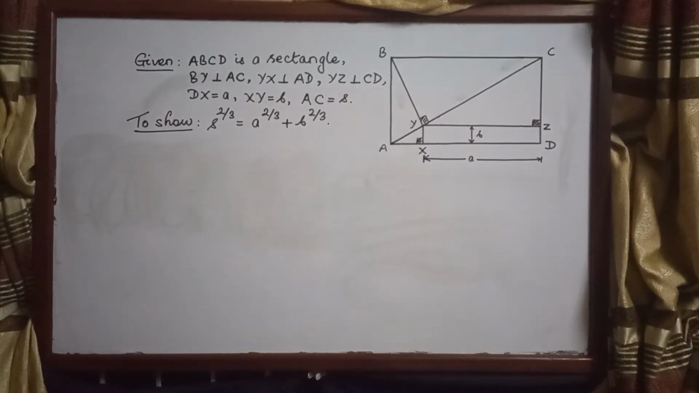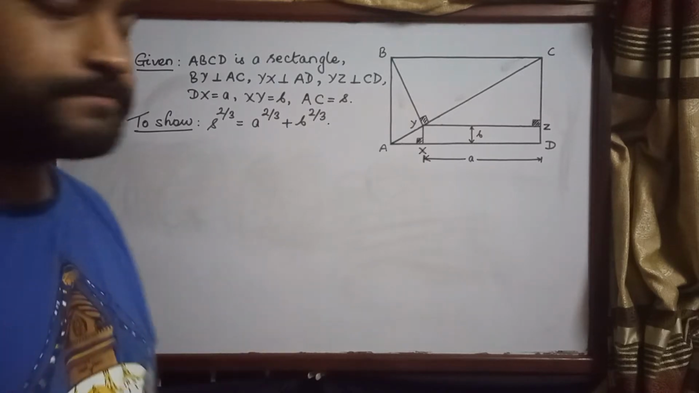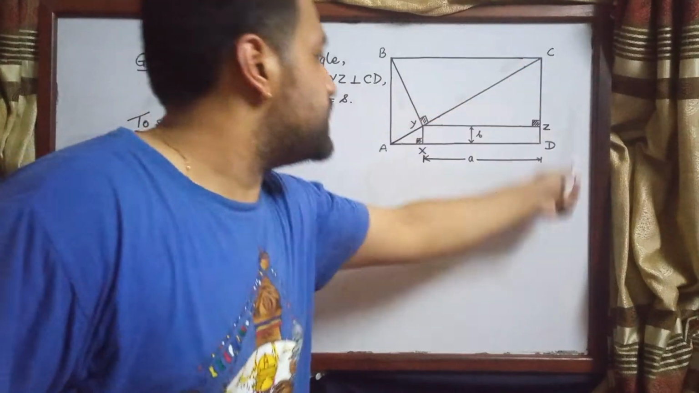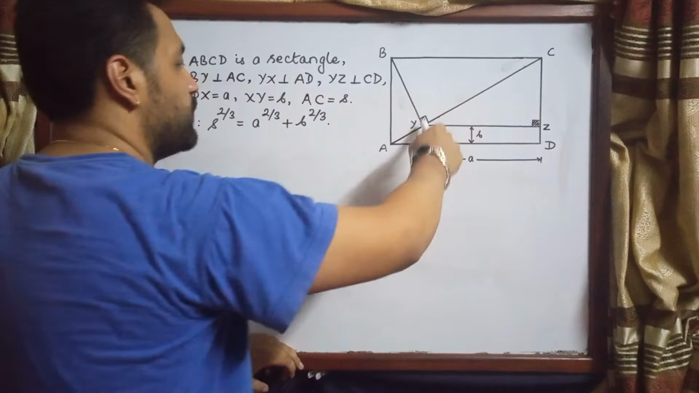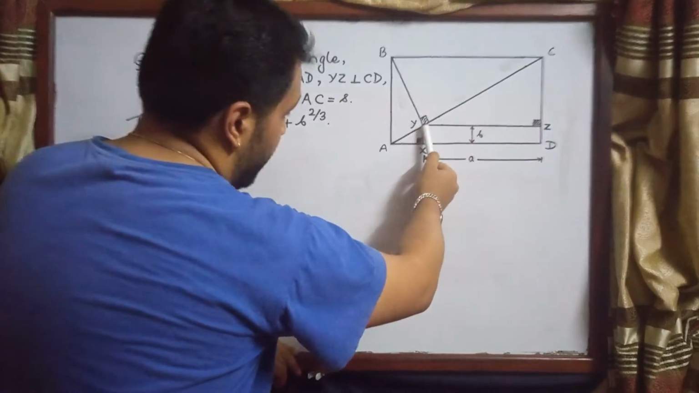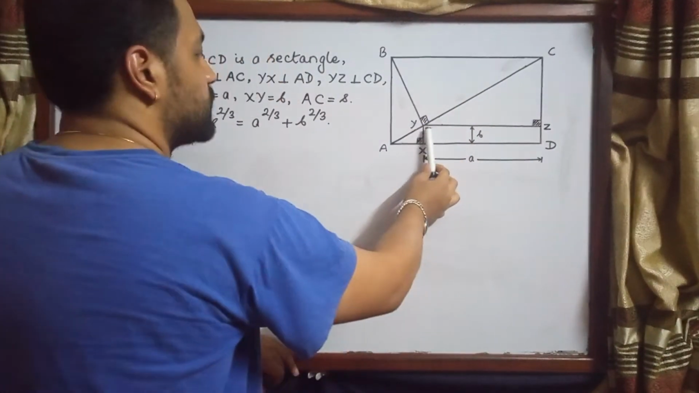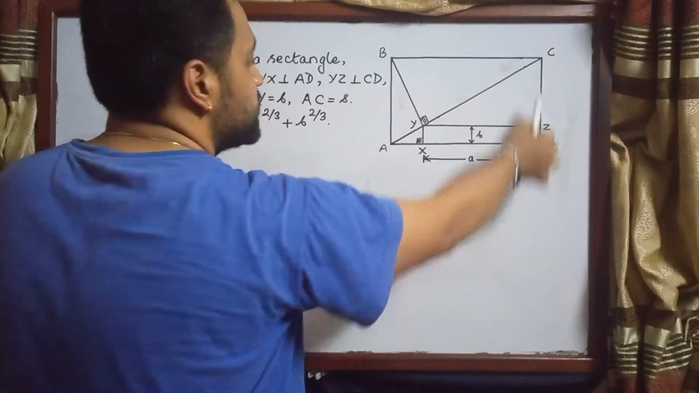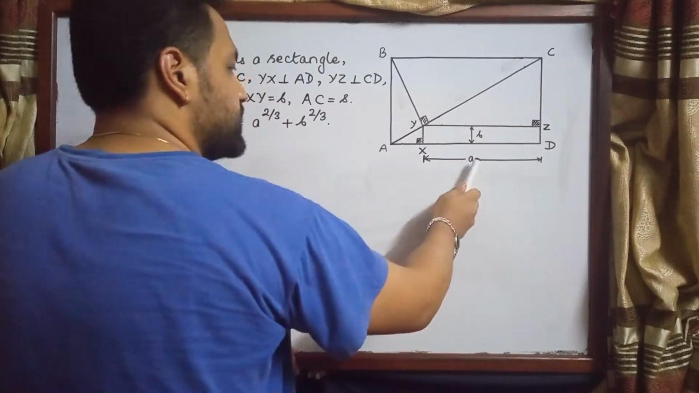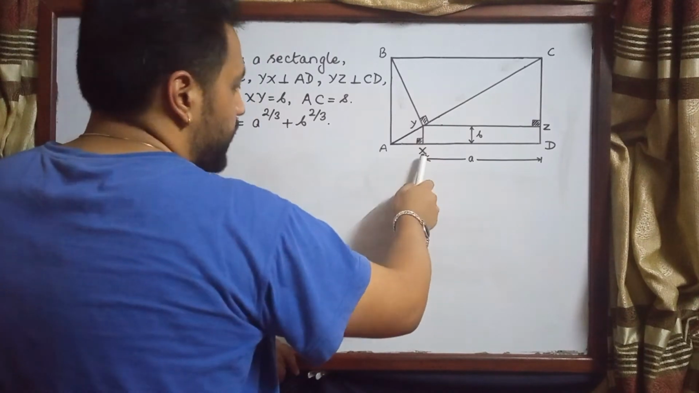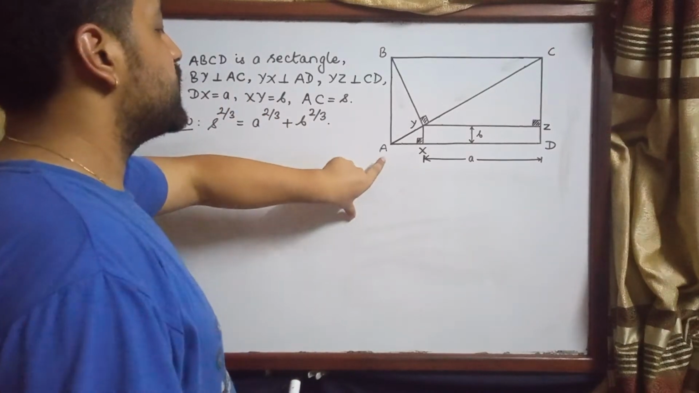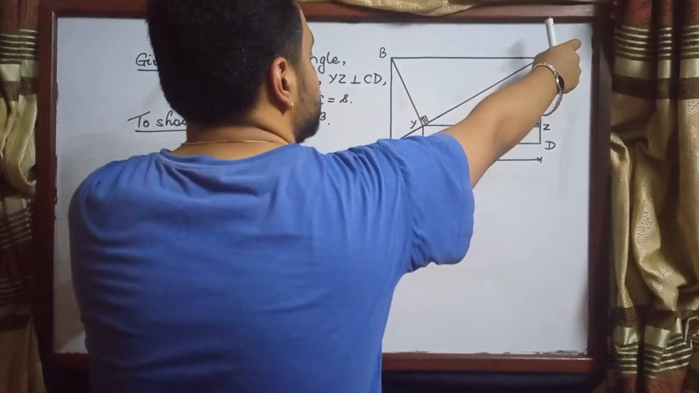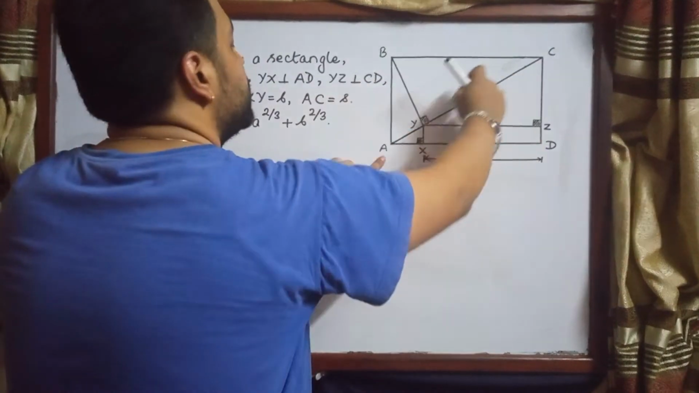Hello everybody, let's quickly discuss a geometry problem. We're given a rectangle ABCD, and we're given a diagonal AC, BY perpendicular to AC, YX perpendicular to AD, YZ perpendicular to CD. The length of DX is A, the length of XY is B, and we are also given the length of AC, the diagonal of the rectangle, to be S.